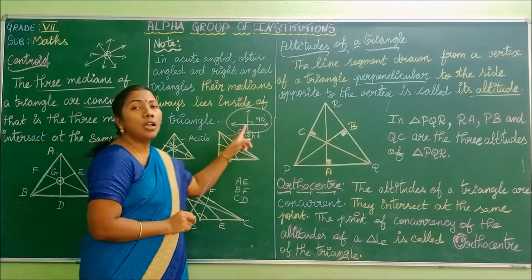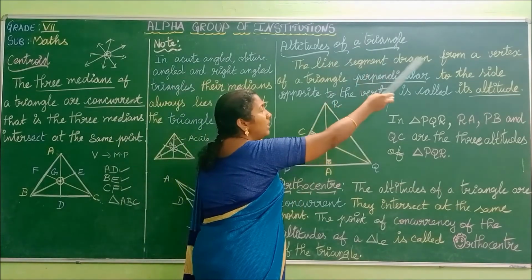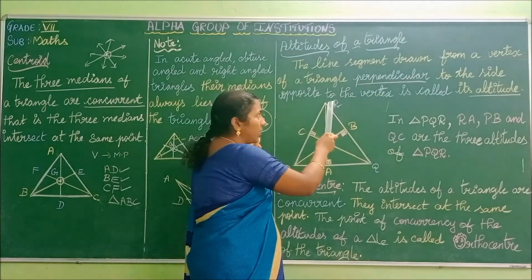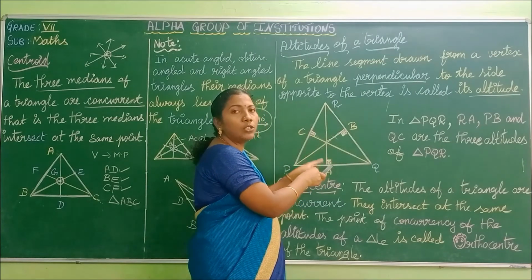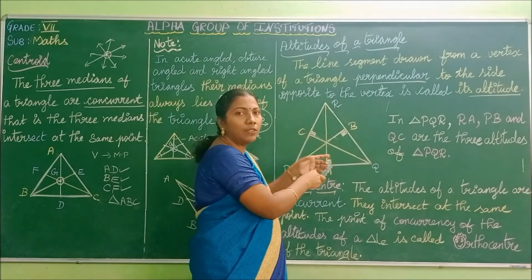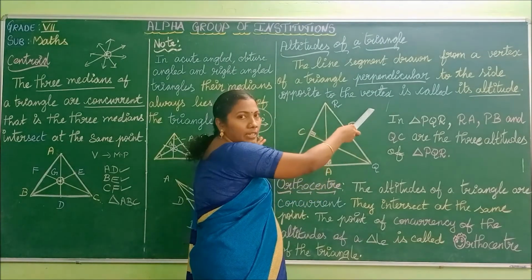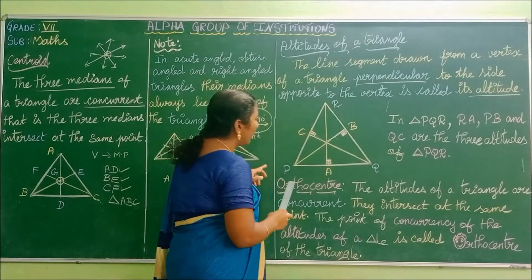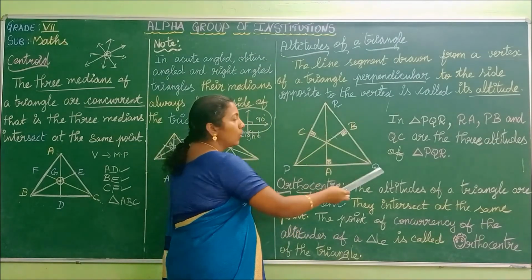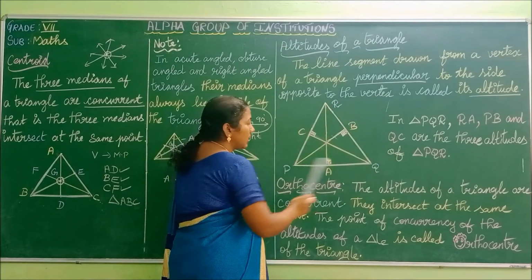How can we call this line? Perpendicular lines. Okay, so the line segment drawn from a vertex of a triangle perpendicular. Perpendicular means the line segment should make the angle 90 degrees with its opposite side, to the side opposite of the vertex, is called altitude. Okay, see here. What is the name of the triangle? PQR. Okay, these are the three vertices.